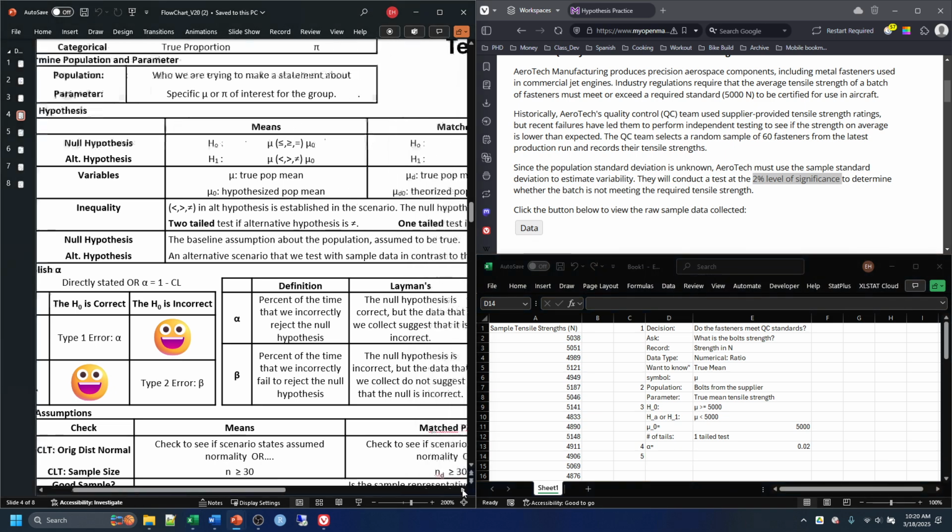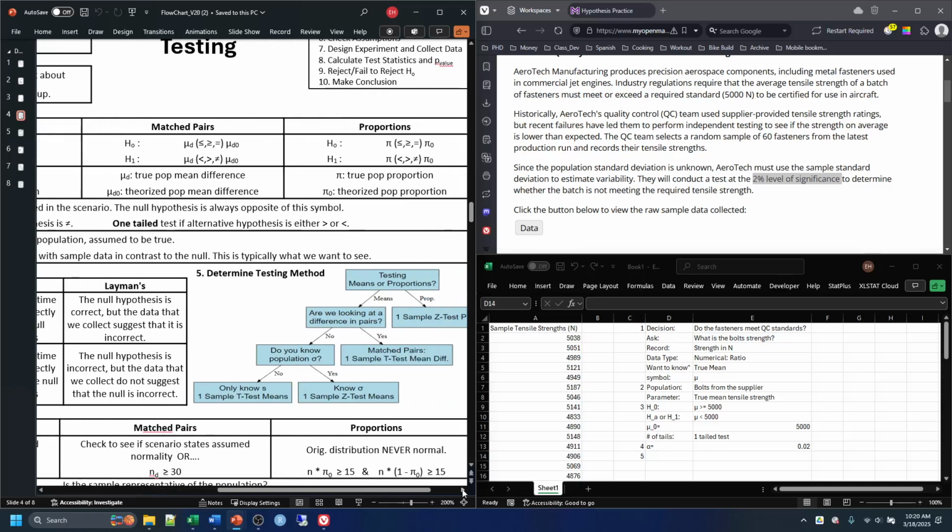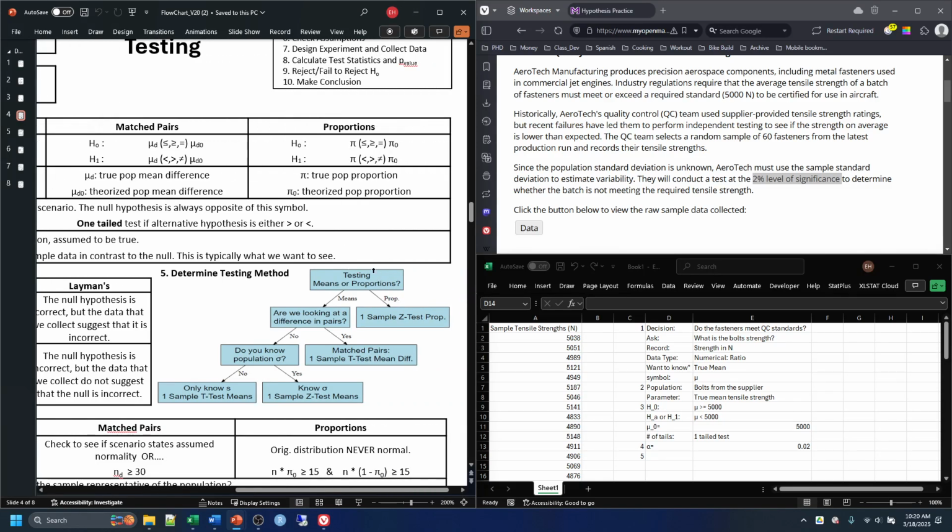So if we scroll over in our flowchart, step 5 is saying determine our testing method. So our question is, are we dealing with means or proportions? And we're not dealing with proportions, we're looking at means. The next question is, are we dealing with a difference in matched pairs? And the answer is no. Next question is, do we know the population standard deviation?